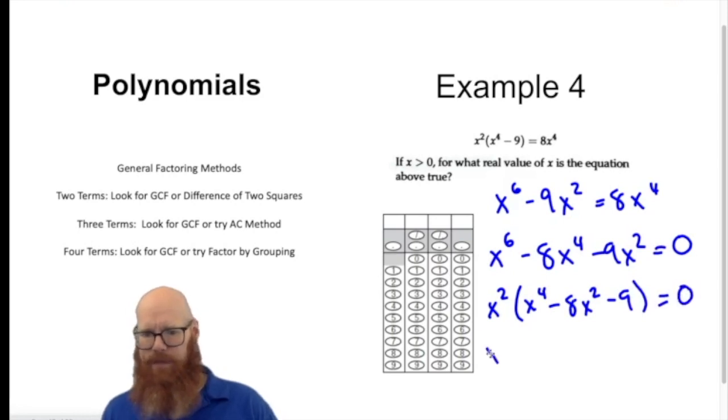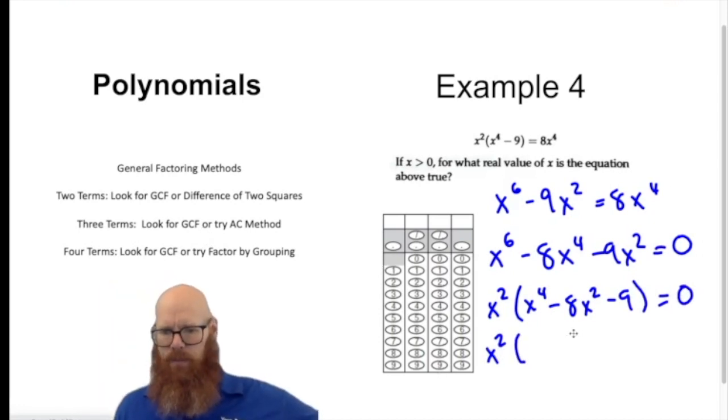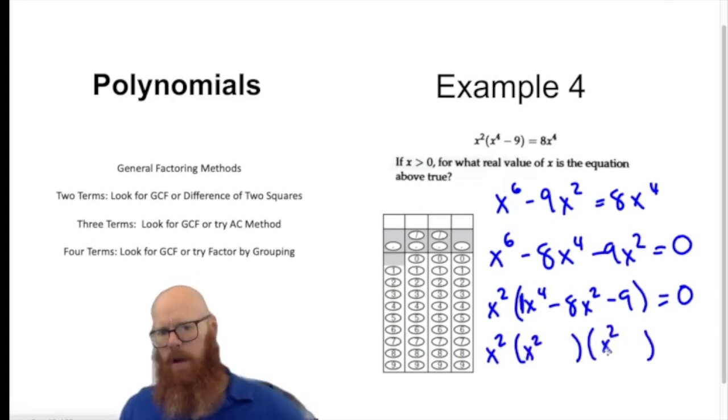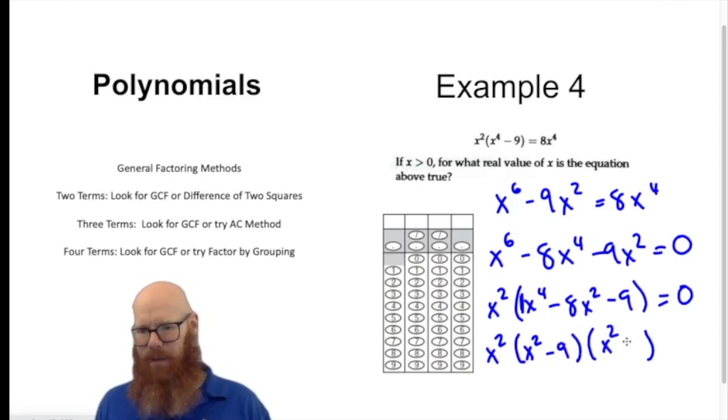Now this can be factored. Well, if you have 3 terms, try the AC method. This one, we don't have to do the AC method. We could, since the a is just 1, we could break it down into x squared and x squared. Look for 2 numbers that multiply to -9 and add to -8. That is -9 and +1.